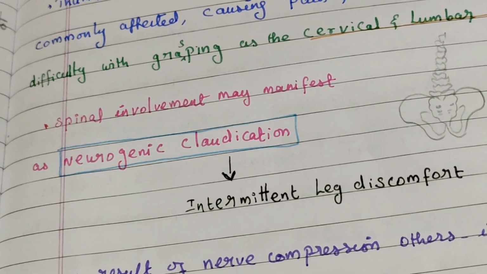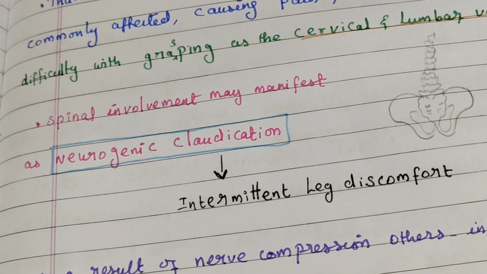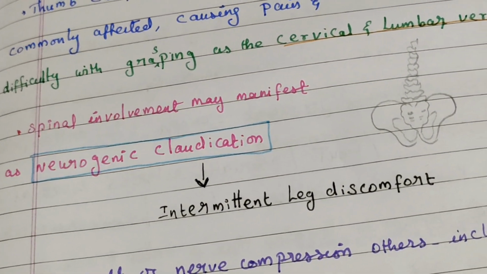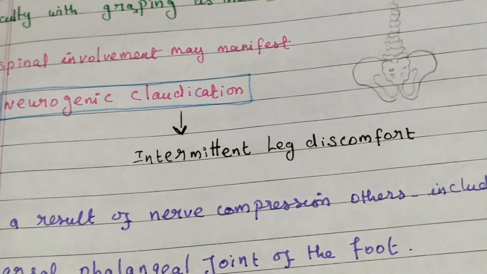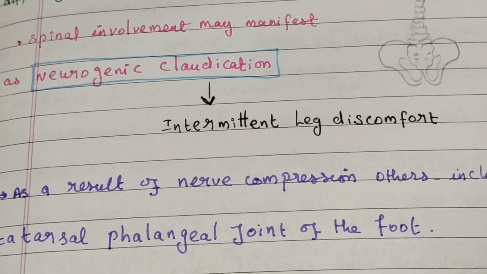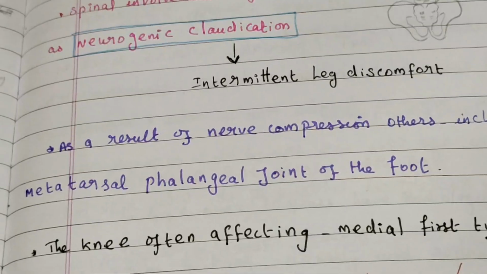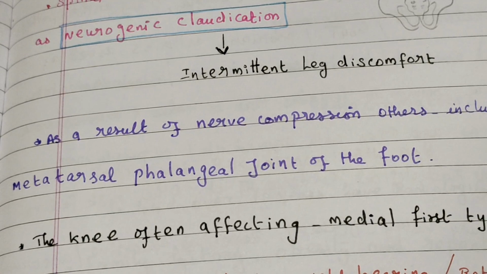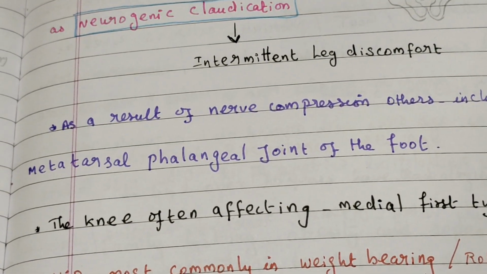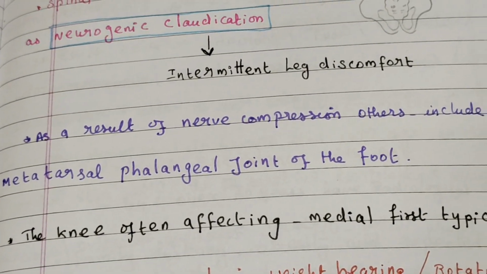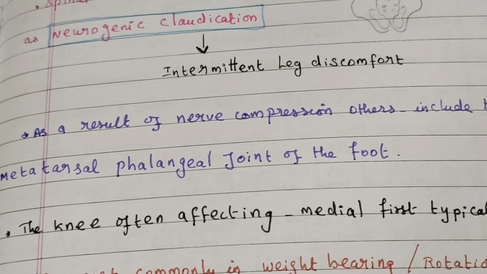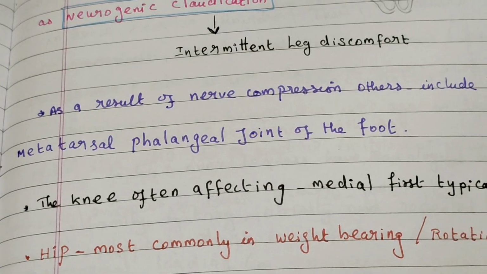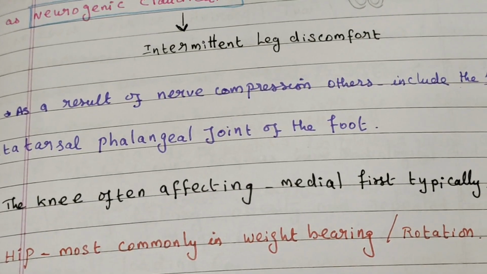claudication, that spinal involvement. This one is called neurological claudication, meaning intermittent leg discomfort as a result of nerve compression. Others include the first metatarsophalangeal joint of the foot.